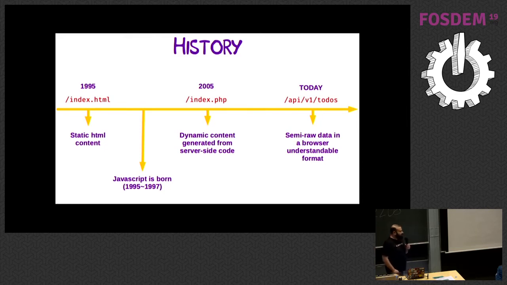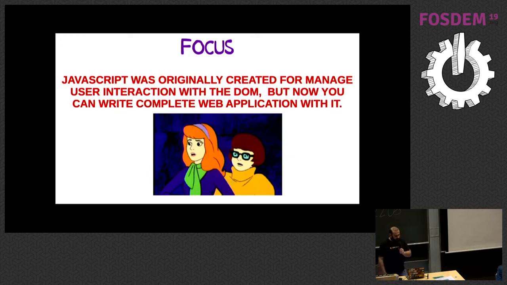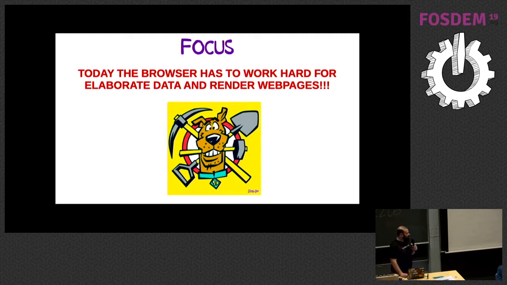Today, the server returns only data in most cases, so it returns JSON, and the web page is built directly on the client. On the client, it is JavaScript that has to build the page. JavaScript is the only language that can run in a browser, but it was designed to manage user interaction with the DOM. Now it has evolved, and you can write a complete web application, but it is hard work for the browser.